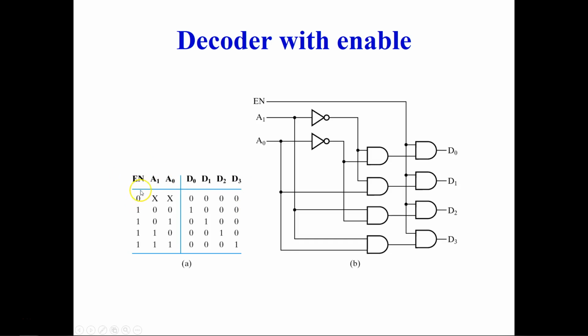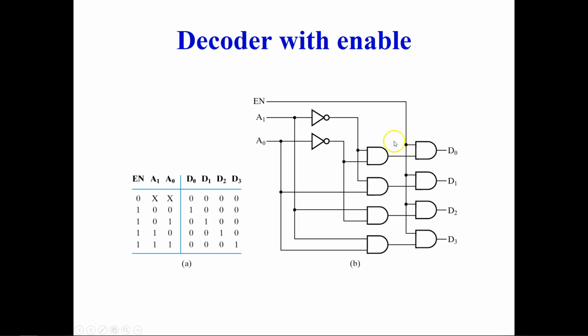You see that when enable is 0, then if you give any input like this, X is representing either 0 or 1. So whatever input you give, it will not matter, your output is going to be 0. So do you understand? If enable is 0, then it will make all the outputs 0, and it will not care about what the other input is going into the D2.